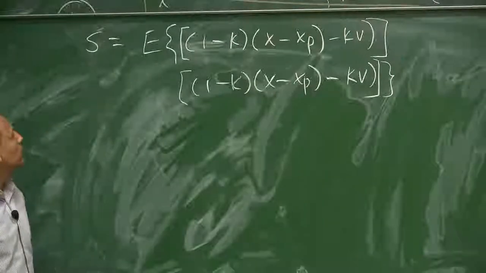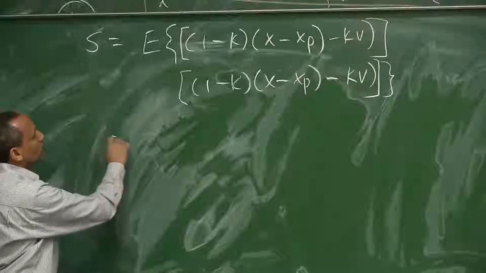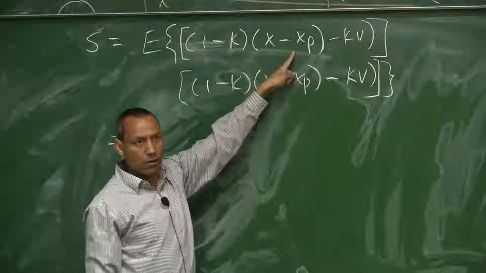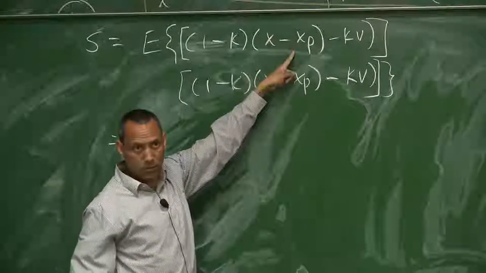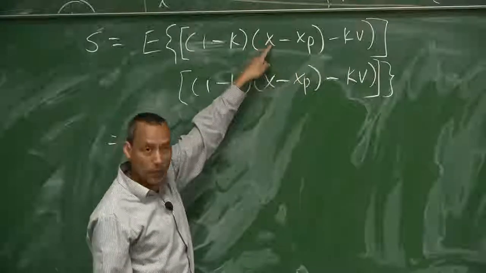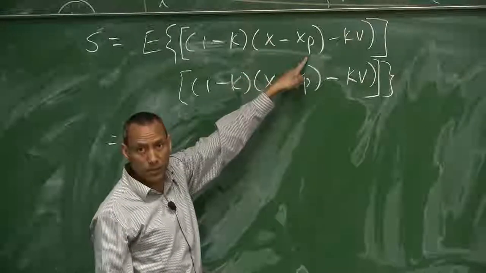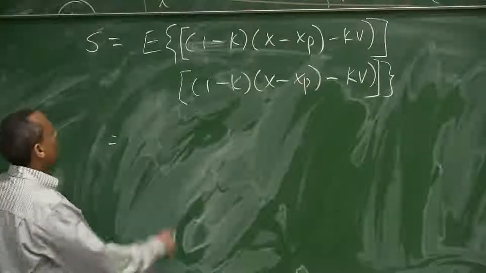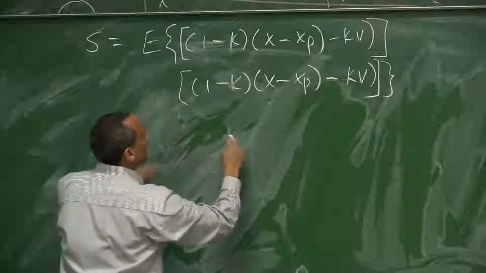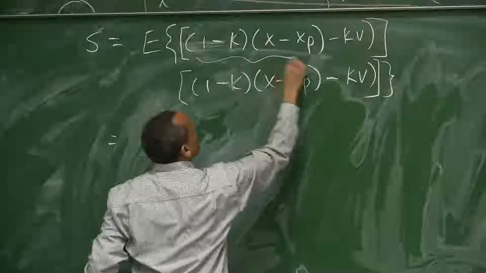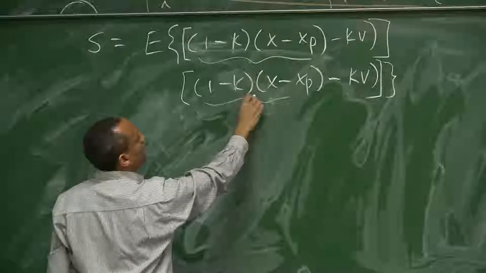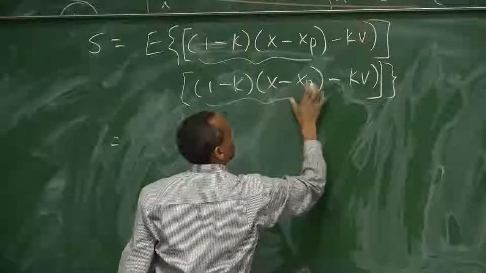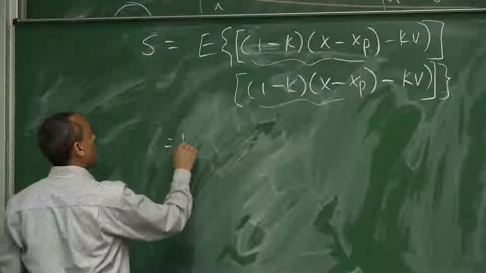Now if we distribute, what do we get? You see x minus xp? This is a prediction error. The error we make in predicting, because it is the difference between the real value for that time period and the predicted value for that time period. So if we now distribute here, this is one term, this is another term, so we have this term times this term, this term times this term, and this term times this term.